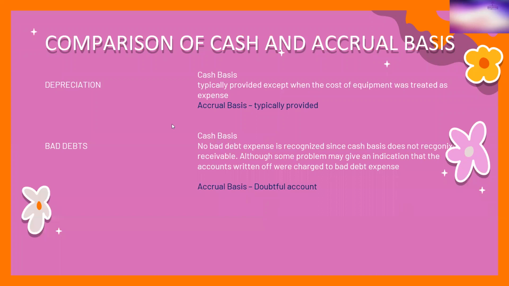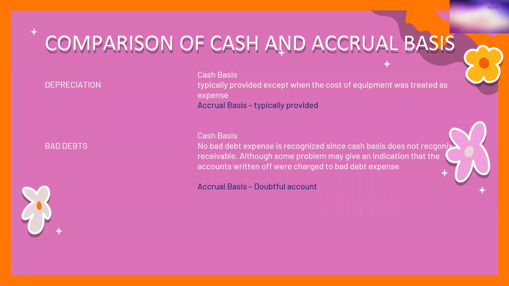Okay, so how about depreciation? Sabi natin, under the cash basis, this is typically provided except when the cost of equipment was treated as expense. Pag ganun, mas marami tayong problema, we have to adjust also the equipment balance, but that's another story. That's under your property, plant, and equipment accounting. Okay, accrual basis, again, this is typically provided. Now, going to the bad debts, sabi natin under cash basis, no bad debt expense is recognized. Why?